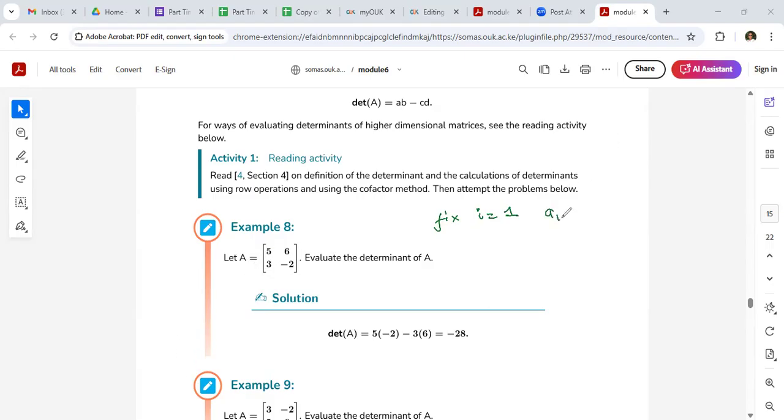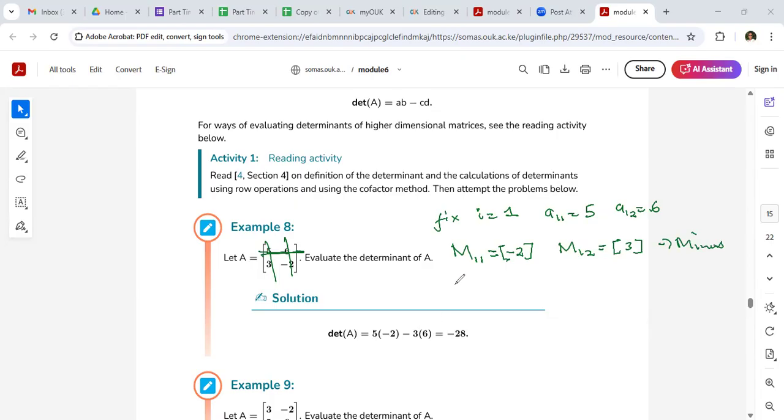So I have A11 here is 5. I have A12 here is 6. Next step is to find the minor M11. Delete the first row, first column. So M11 is the matrix -2. It's a 1 by 1 matrix. Then find M12. Delete first row, second column. So this is the matrix 3. So those are the minors.